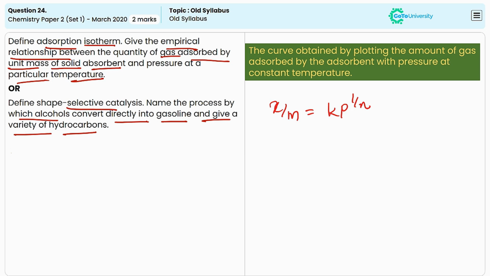And the process by which alcohols convert directly into gasoline and give a variety of hydrocarbons is catalytic dehydration. This is a chemical process where water is removed from a compound, typically an alcohol, to form an alkene or other unsaturated compound. This reaction is facilitated by a catalyst which speeds up the process and often increases the yield and selectivity of the desired product.